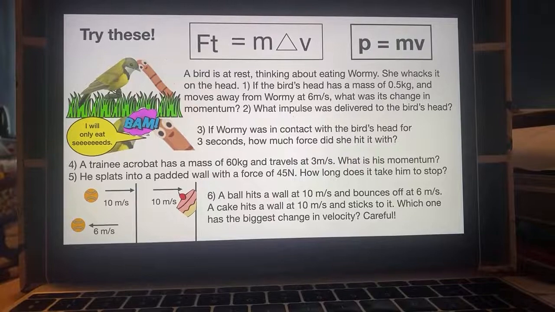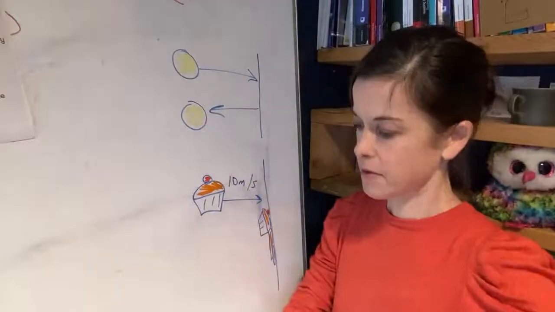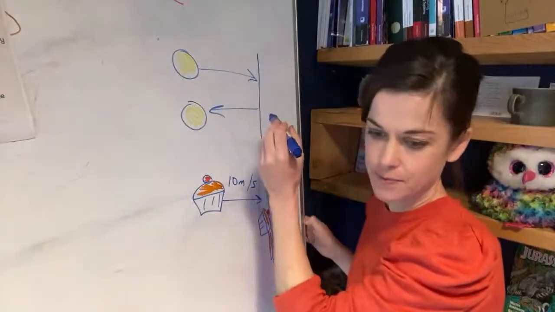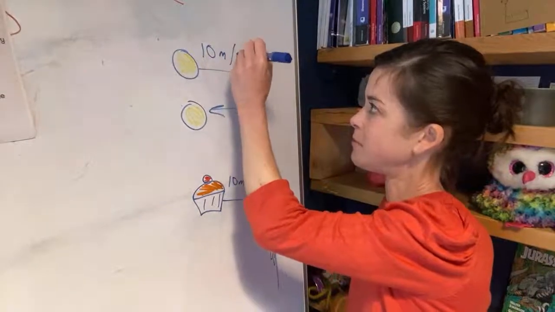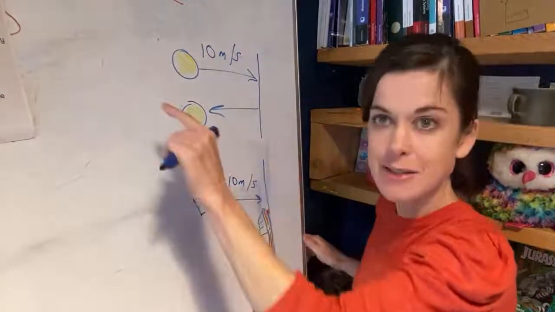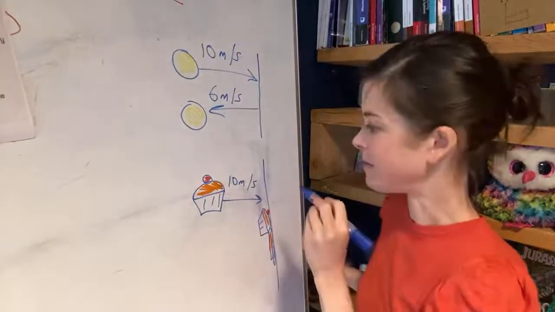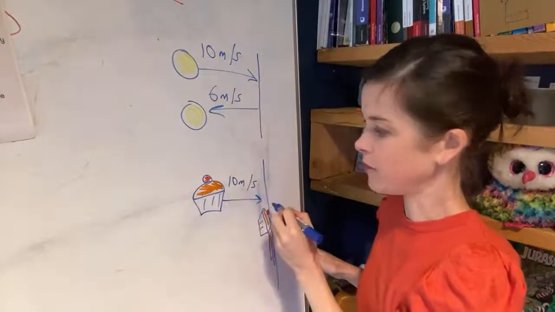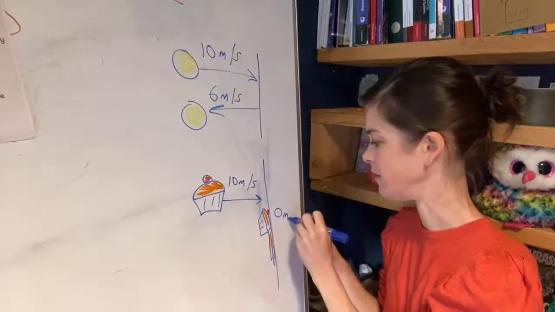Alright, let's have a look at it. So this ball hits the wall at 10 meters per second, and then obviously, well, I'll flip you around. Let's think about it together. So the ball hits the wall with a velocity of 10 meters per second, and then it bounces back off the wall with a velocity of 6 meters per second. Whereas this cake hits the wall with a velocity of 10 meters per second, and then stops. So its final velocity is 0 meters per second.